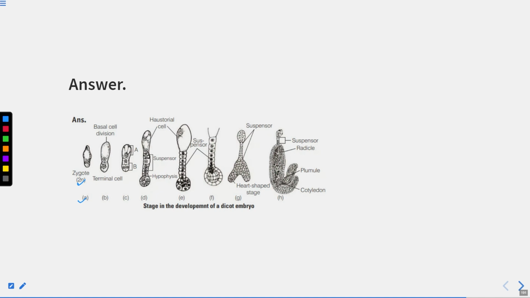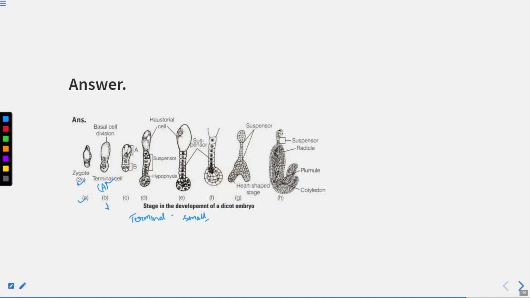There is a division in the zygote and it forms a large suspensor cell and a small cell which is known as the terminal cell. Here you can see the terminal cell. This is small and it is present at the antipodal region. So you can write about the terminal cell: this is small and it is present at the antipodal end. So I'm writing A for the antipodal.